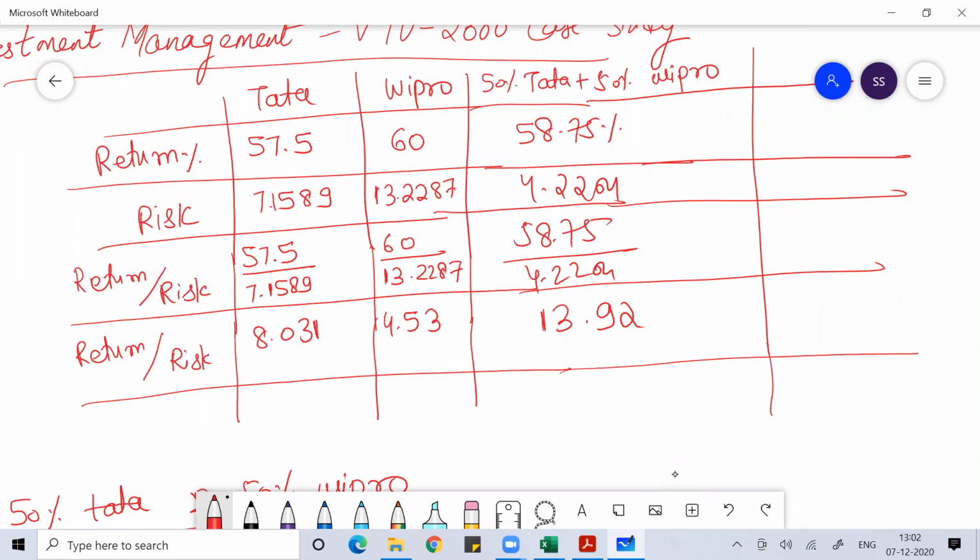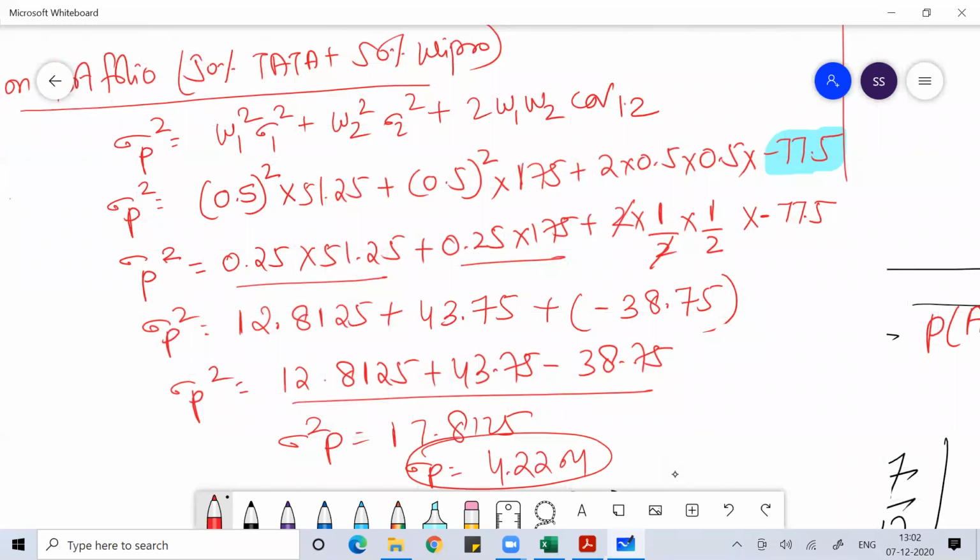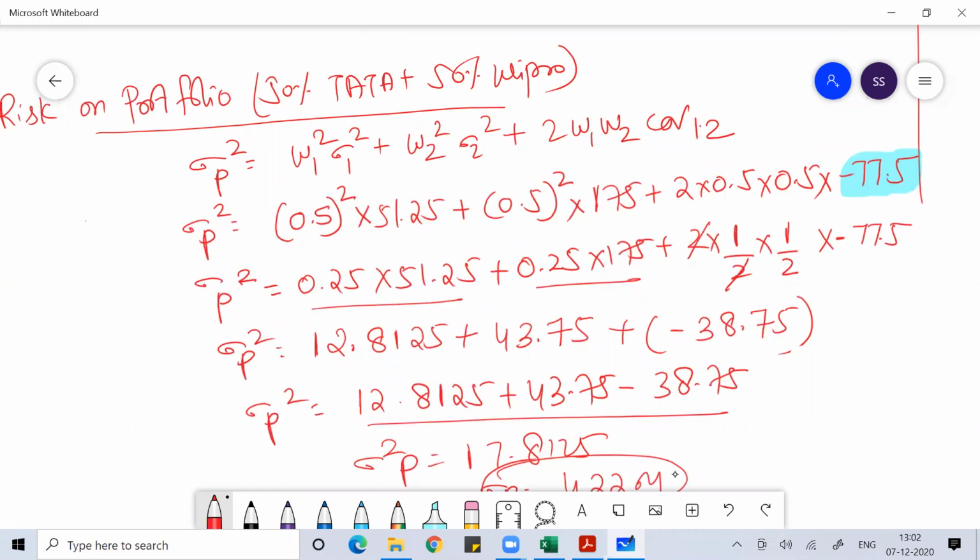Now, anyone, any doubt? Any calculation mistake, let me know. Clear, everyone?